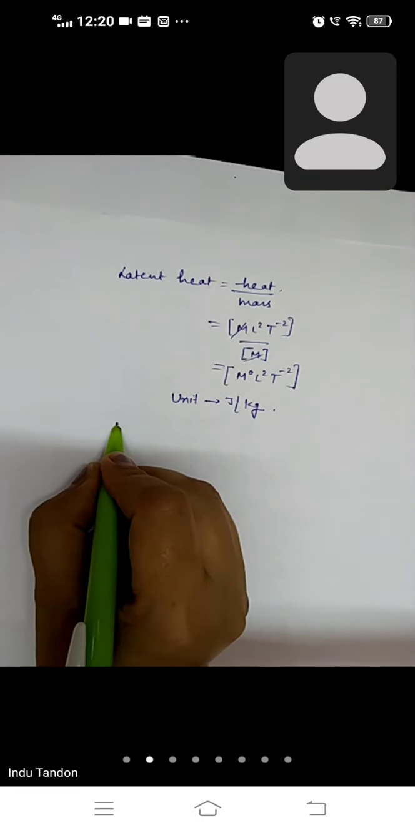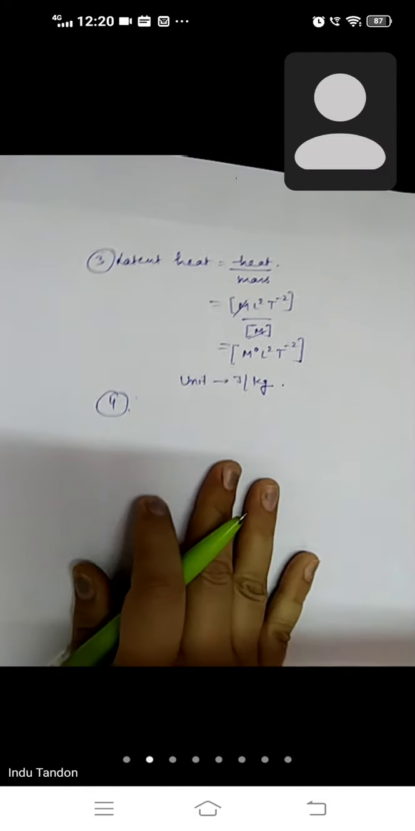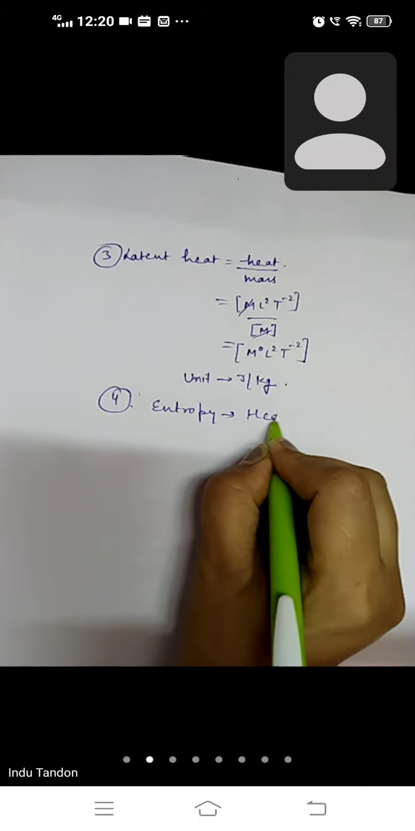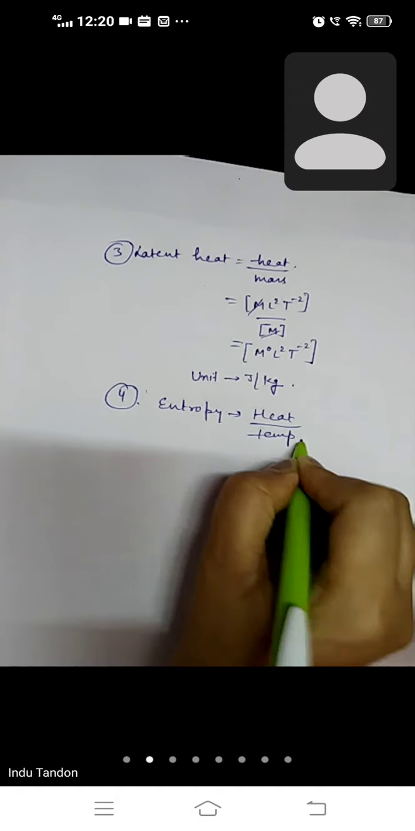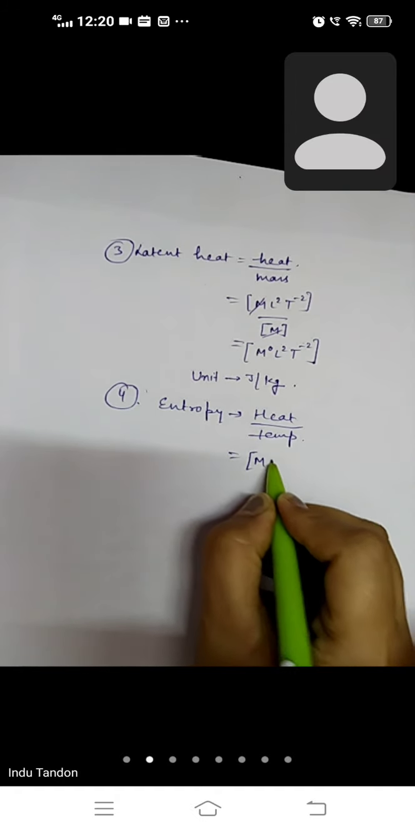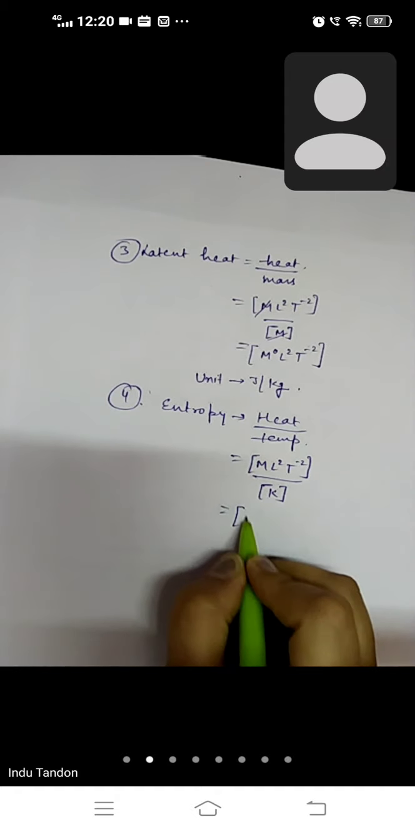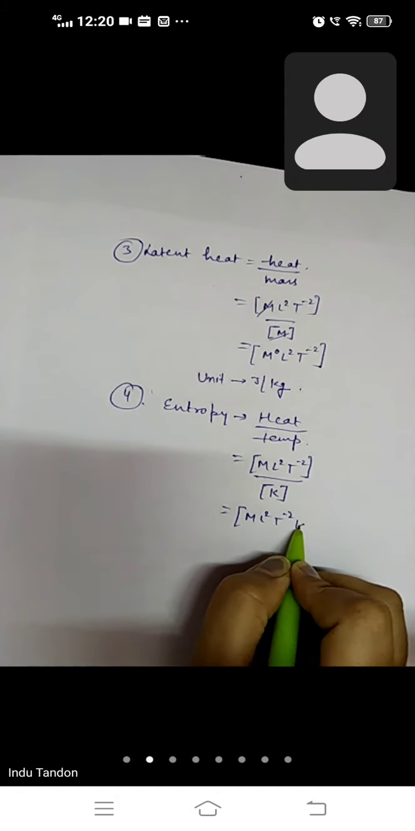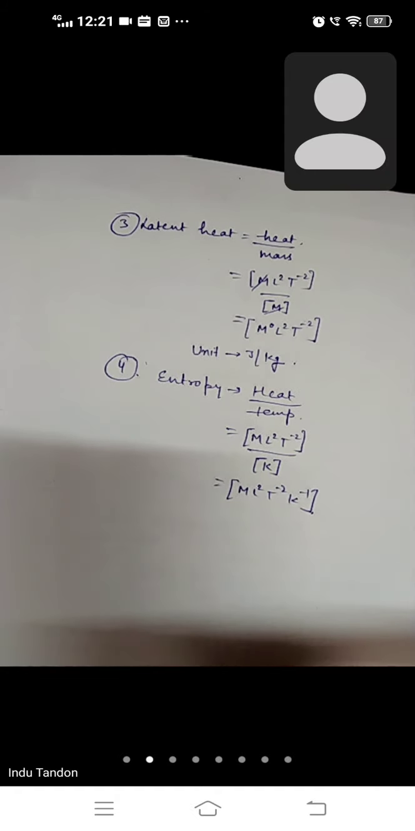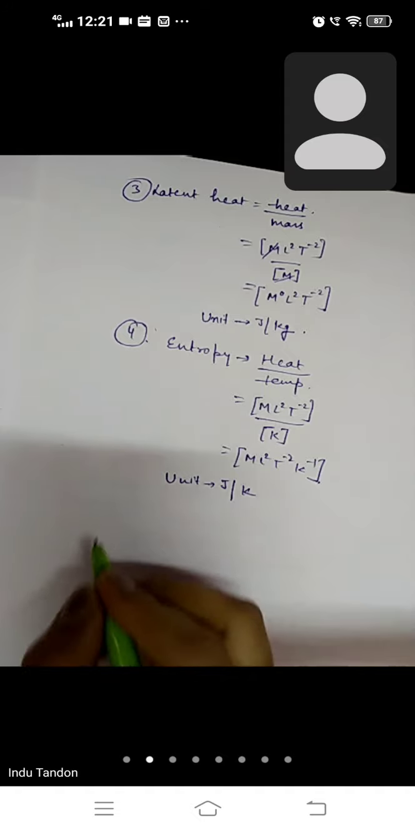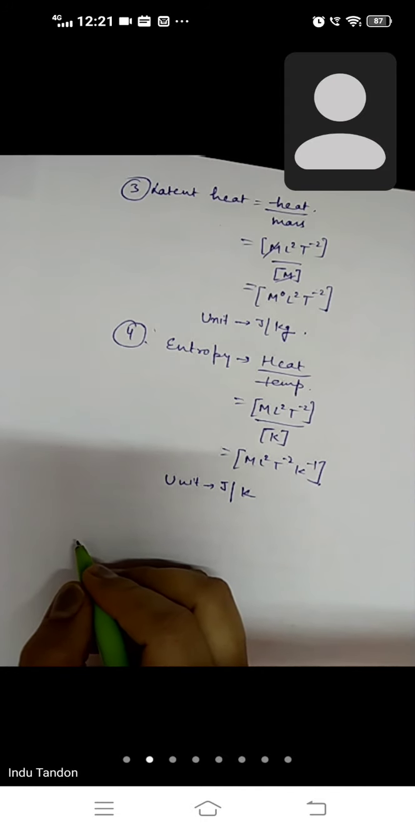Next is entropy. This is the third quantity of heat. Entropy is heat divided by temperature. What is heat? ML²T⁻². And what is temperature? It is Kelvin. So it is ML²T⁻² Kelvin inverse. And the unit is joule per Kelvin.